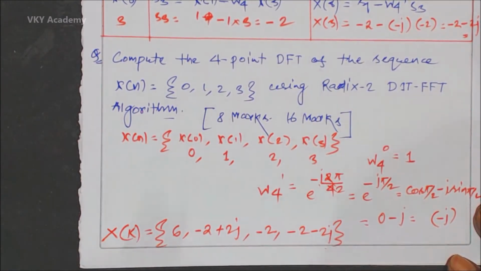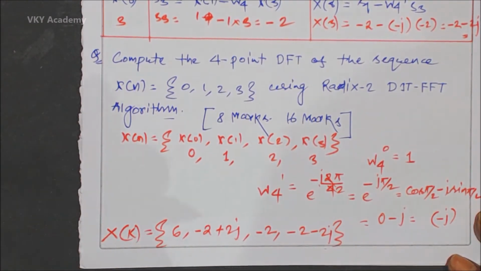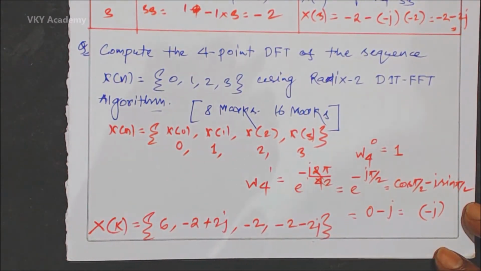So this is how we can calculate the DFT with the help of the radix 2 DIT FFT algorithm. In the next lecture, we will compute the 8-point DFT of a given sequence with the help of the radix 2 DIT FFT algorithm. Thank you.